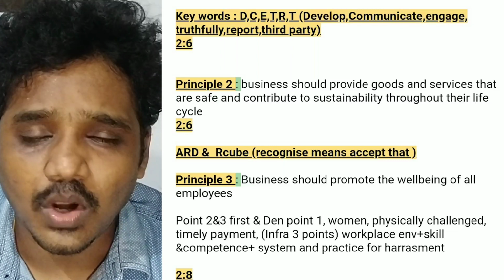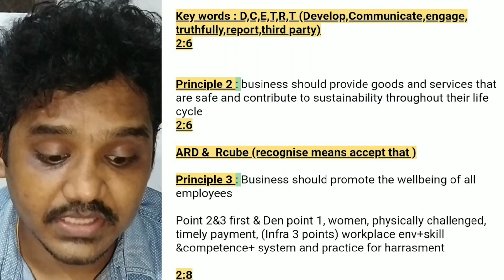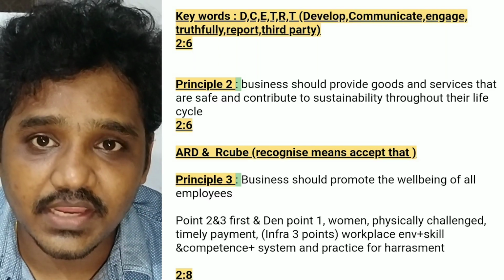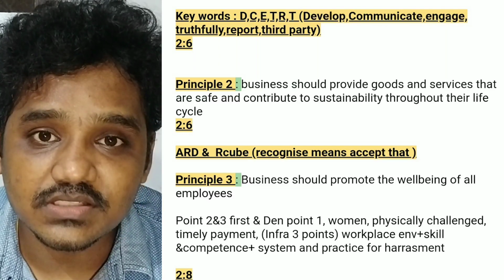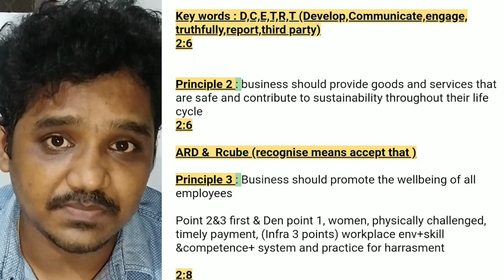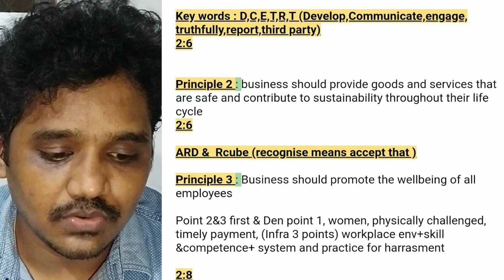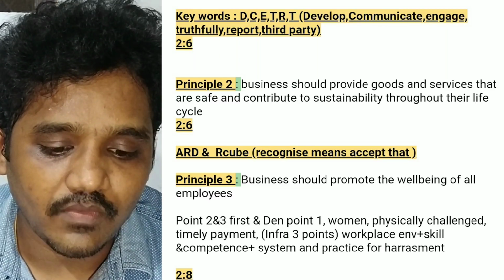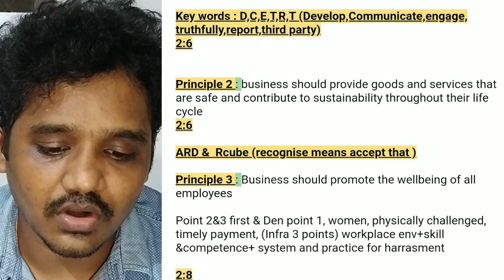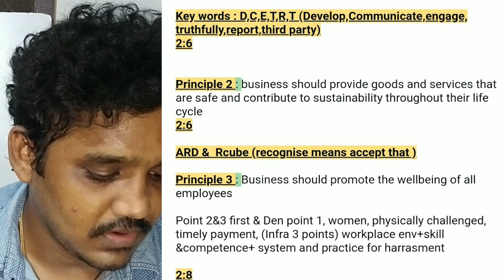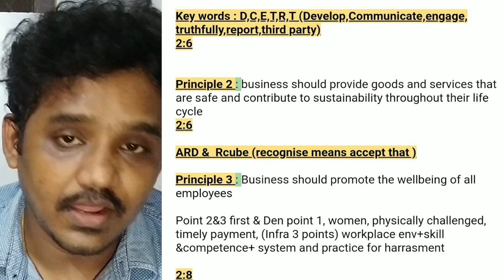And then raise. What does business have to raise? Business should raise consumer awareness of their rights. Okay, D means designing. In designing the product, what are the steps business has to make sure of with respect to principle 2? Principle 2 is with respect to providing goods and services that are safe and contribute to sustainability throughout the life cycle. So that is ARD and R cube.